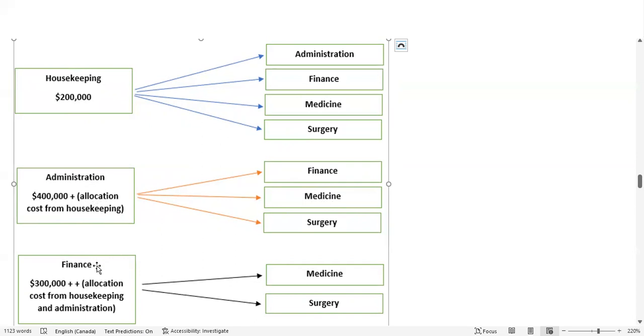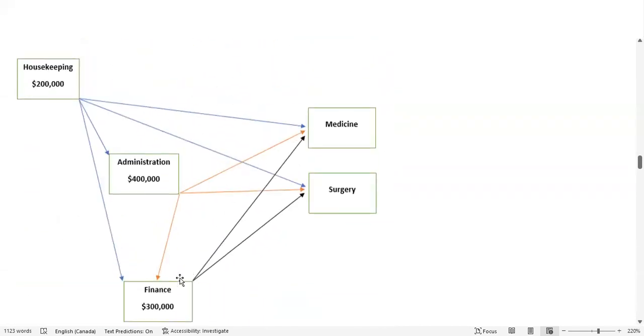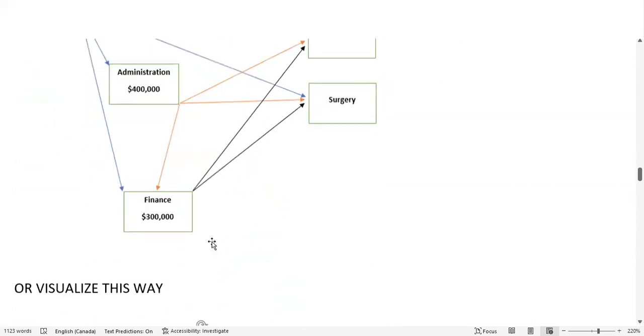The same goes for finance, where we have the original allocation cost of 300,000. But it is also now receiving allocation costs from both housekeeping and from administration. But it will only be providing this entire amount to the medicine and surgery departments, because in this figure it's the lowest step. The lowest step does not provide funding to the steps above it.